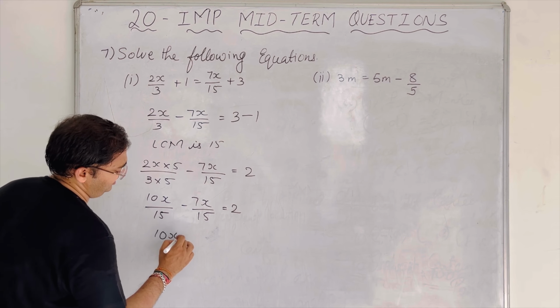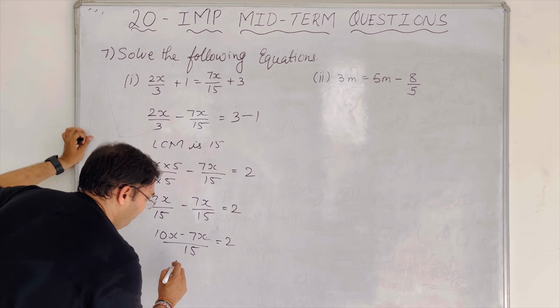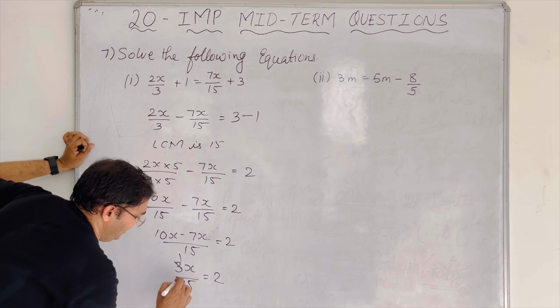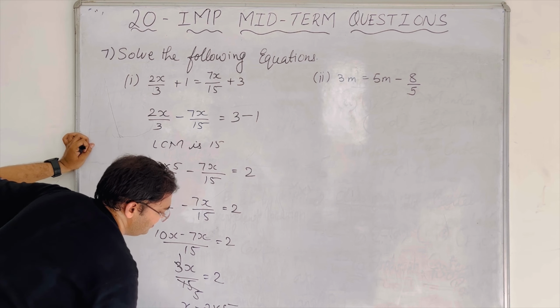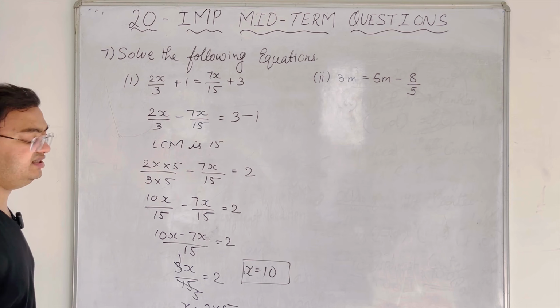So 10x minus 7x upon 15 is equals to 2. So we found over here, that is 3x upon 15 is equals to 2. 3 ones are 3, 3 fives are 15. So x is equals to 2 into 5. That means x is equals to 10. It was so easy for us to understand.